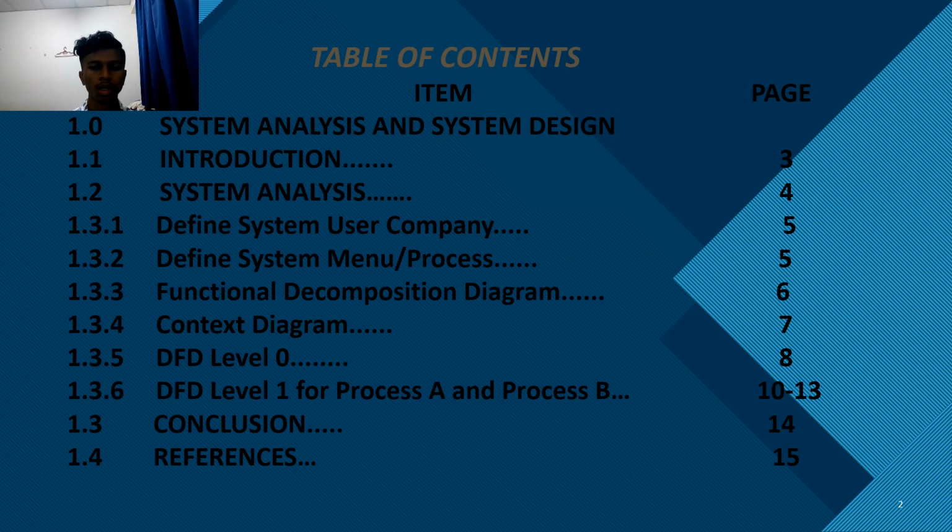So, our table contains system analysis and system design introduction. System analysis defines the system user, company, and system menu or process. Functionality composition diagram, context diagram, DFD level 0, then DFD level 1, process A and process B, and conclusion and reference.